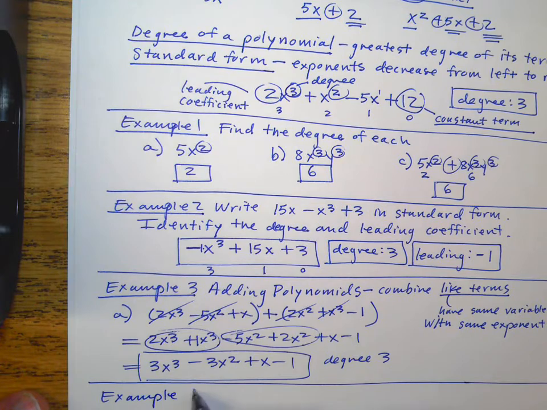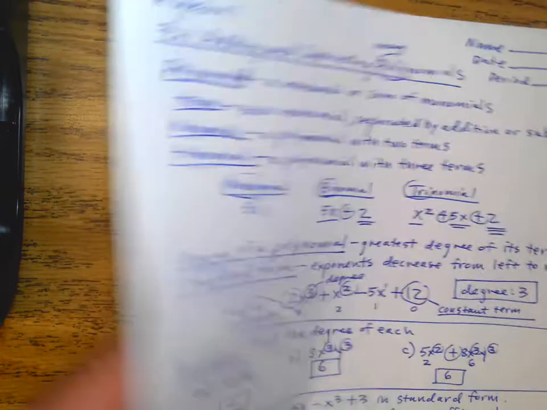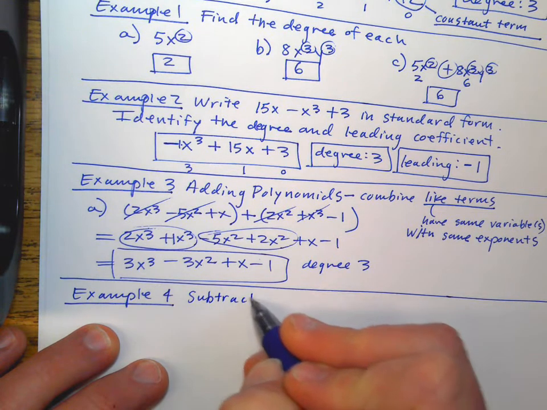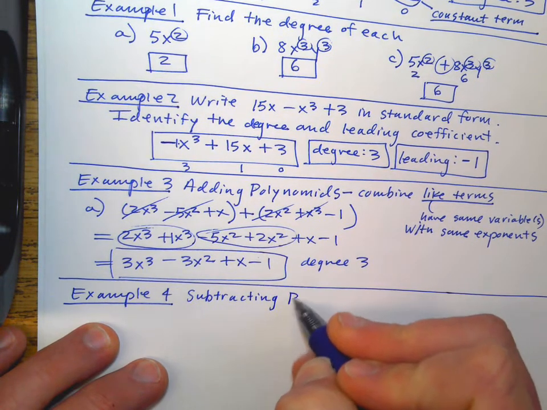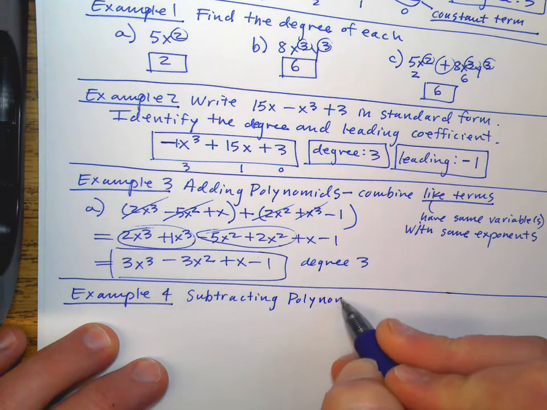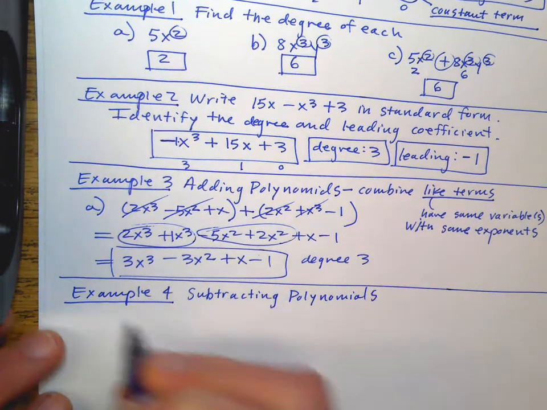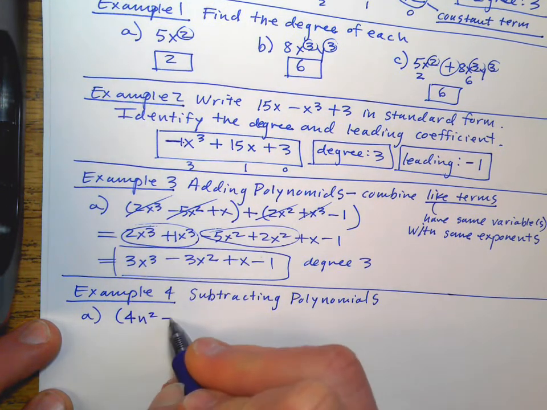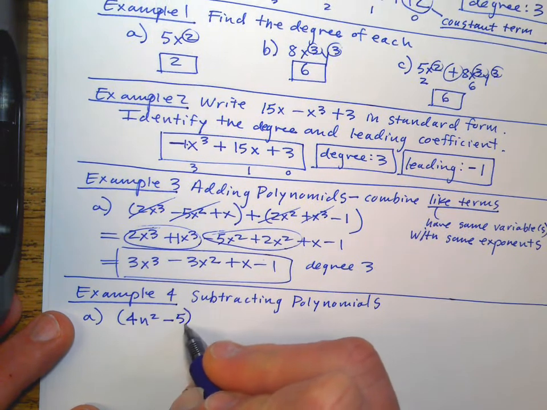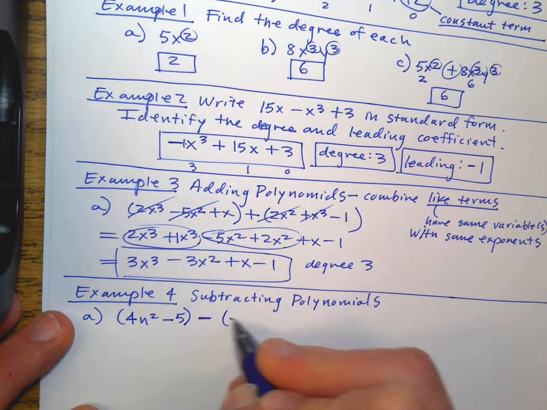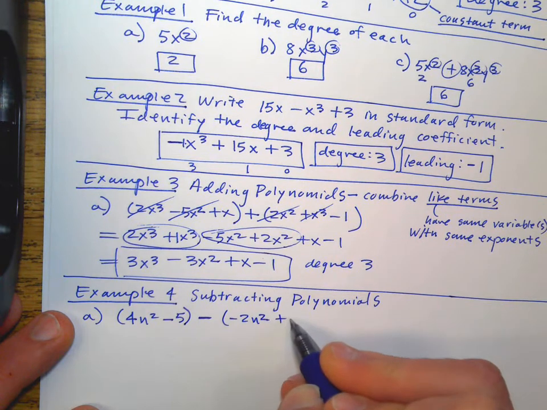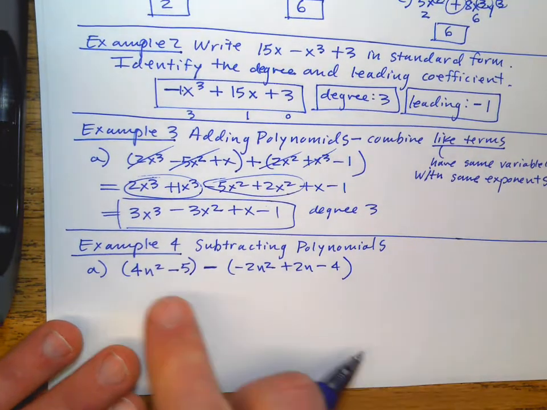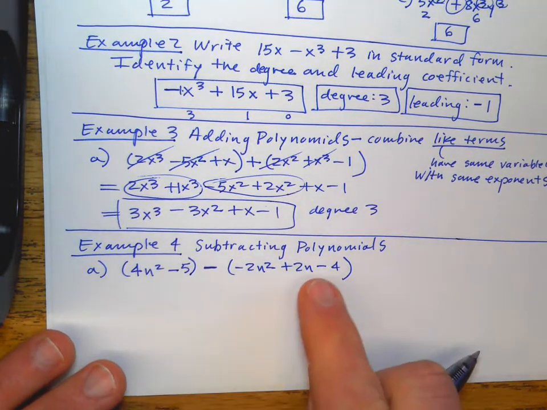Example 4. Let's try subtracting polynomials. So, parentheses, 4n squared, we can use different letters than x, minus, parentheses, negative 2n squared plus 2n minus 4. Okay? So we have a binomial, degree 2, and a trinomial, degree 2.